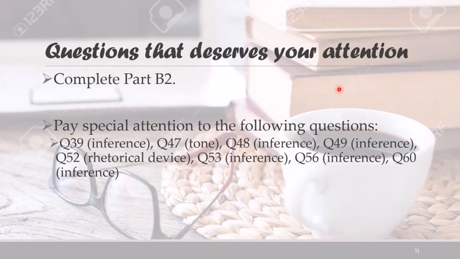Similarly for B2, I would like you to pay attention to the following questions: 39, 47, 48, 49, 52, 53, 56, and also 60. So these are questions related to inferencing and also rhetorical devices. In our next lesson, we will discuss all these questions in detail. So make sure you complete part A and also part B2.